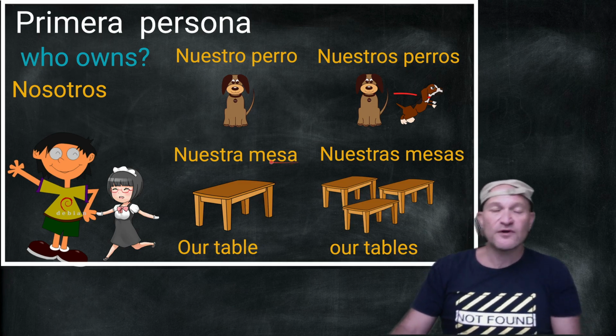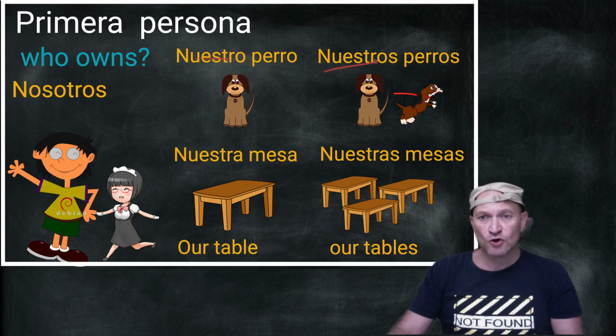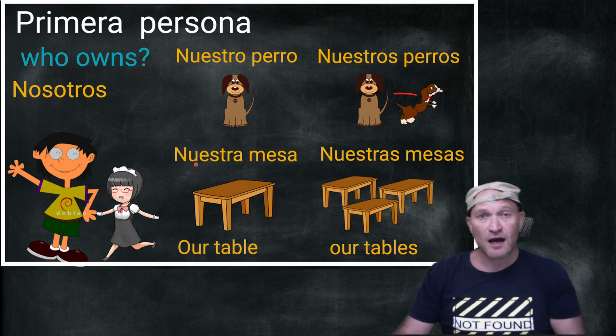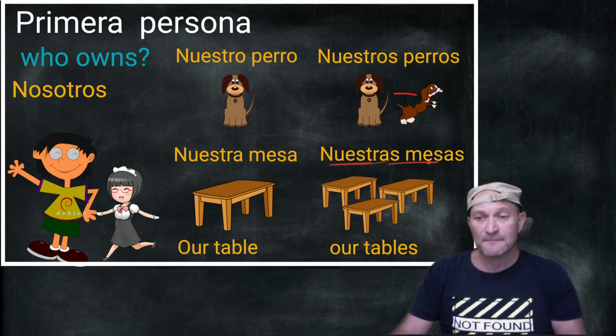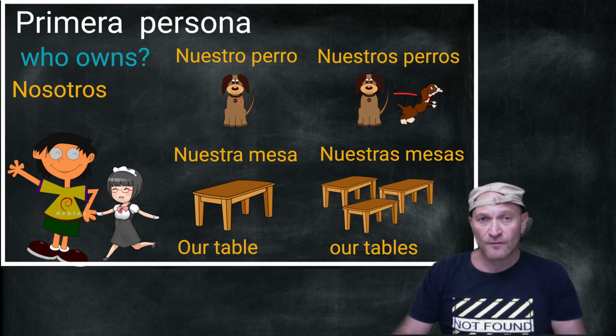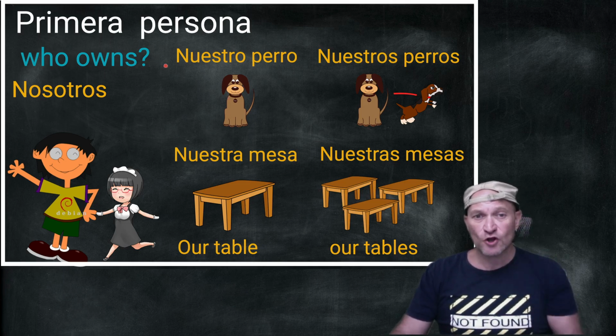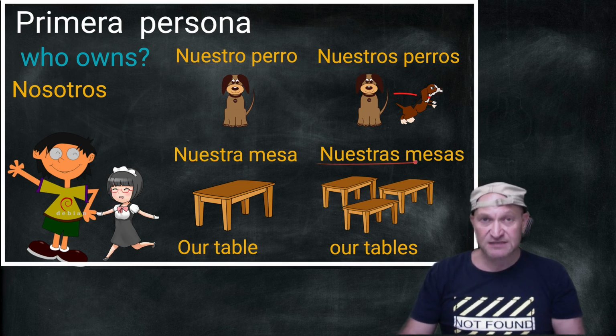Like mesa. Remember, most of the words, not all of them, which finish in A, are feminine in Spanish. So, we don't use nuestro or nuestros. We use nuestra for only one, like our table, nuestra mesa. And if we have more, nuestras mesas. So, in English, it's only our. But in Spanish, we have four. Nuestro, nuestros, nuestra, nuestras.